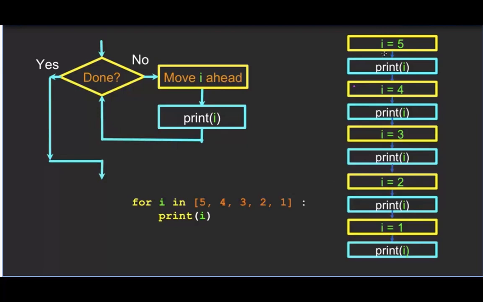Okay, so the I is 5 first, and if we print I, then 5 is printed, and then I becomes 4, and then 4 is printed. This is how the loop works. This is how the for loop works.